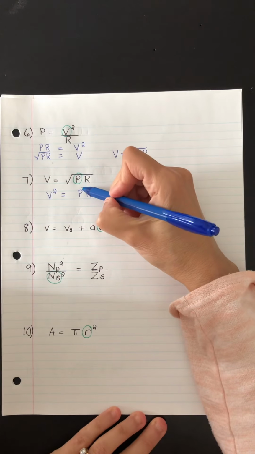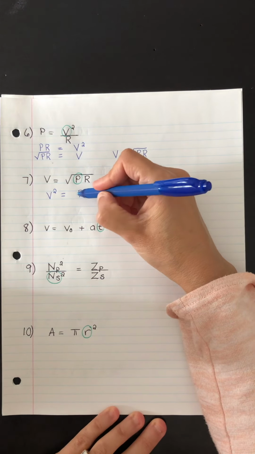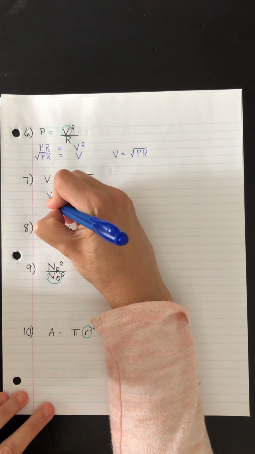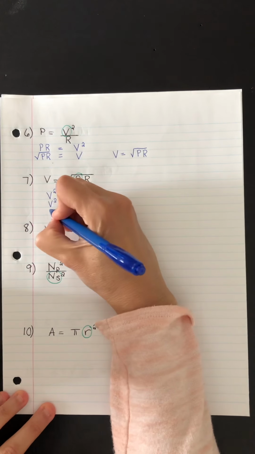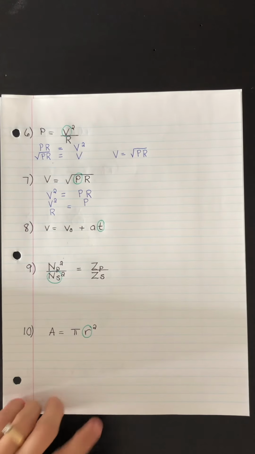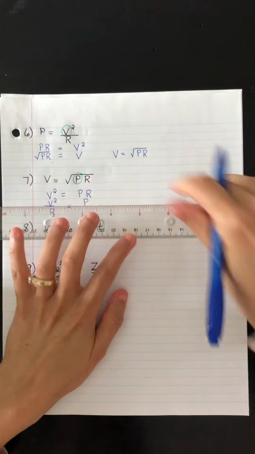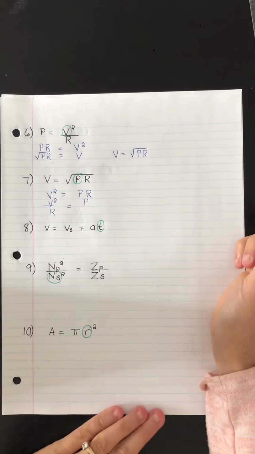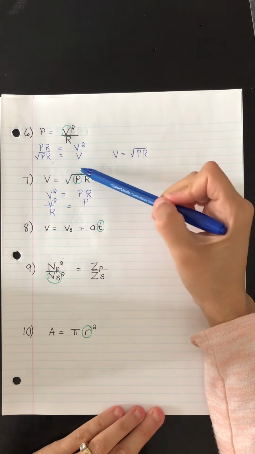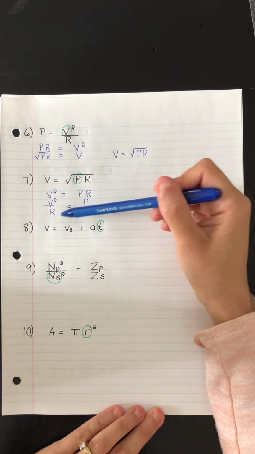Okay, continuing, we need P by itself. This shows multiplication. So the opposite of that is division. So we end up with P is equal to V squared divided by R. So that was 2 steps. First squaring both sides, then dividing by R.